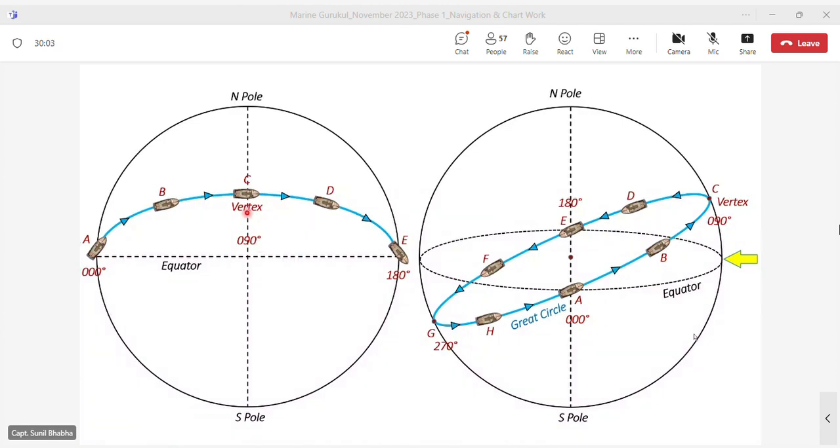So at the vertex, the great circle track as well as the vessel reaches its highest latitude, that's number 1. And at the vertex, the direction of the great circle track is exactly east-west, 090/270.